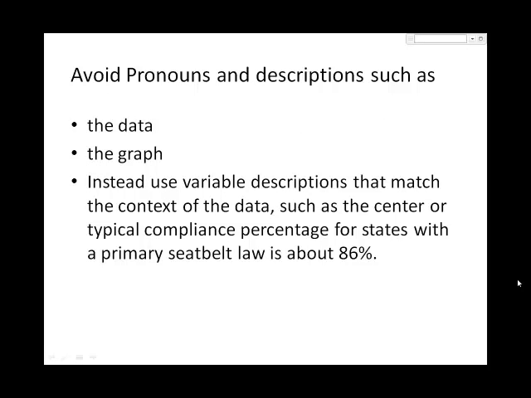When describing any distribution, avoid using pronouns. Also, avoid using such descriptions as the graph, the data. Instead, use variable descriptions that match the context of the data, such as the center or typical compliance percentage for states with a primary seatbelt law is about 86%.